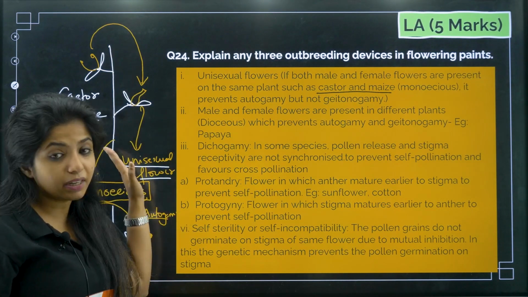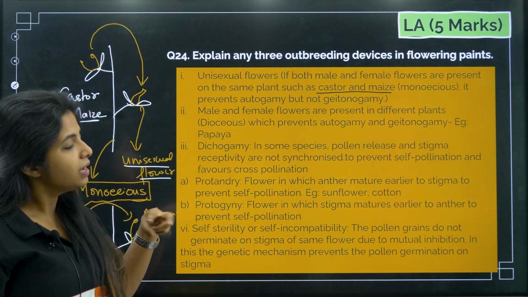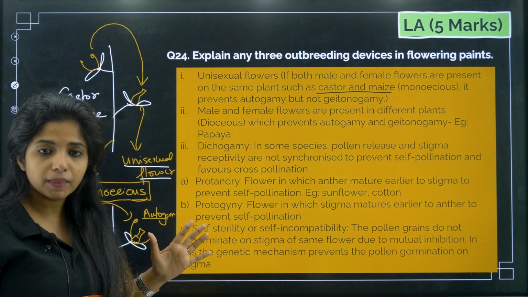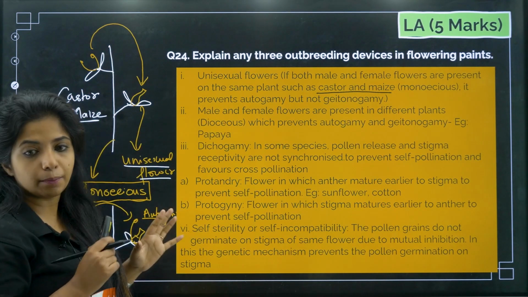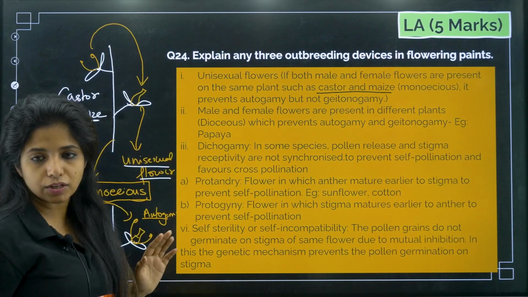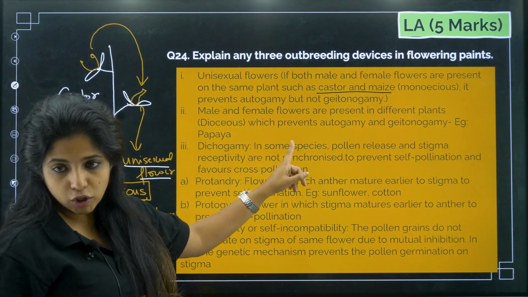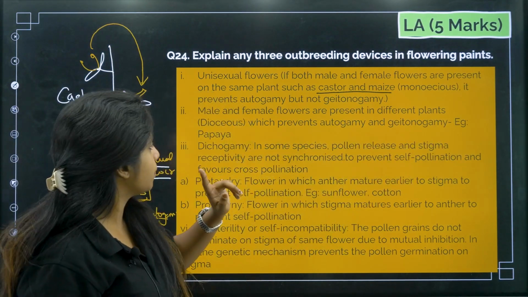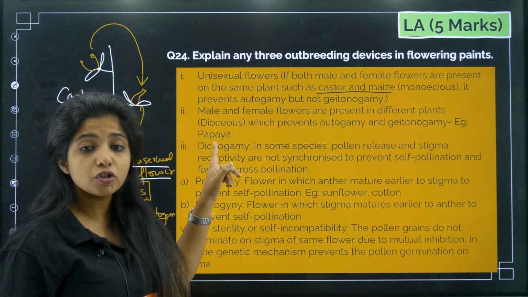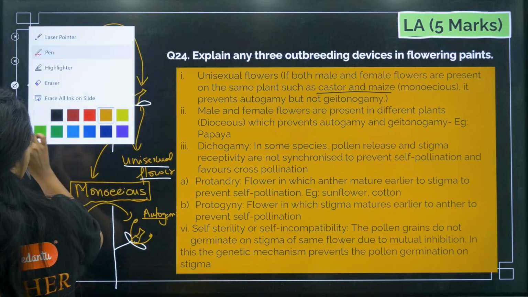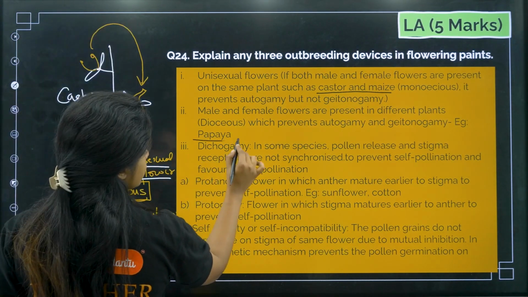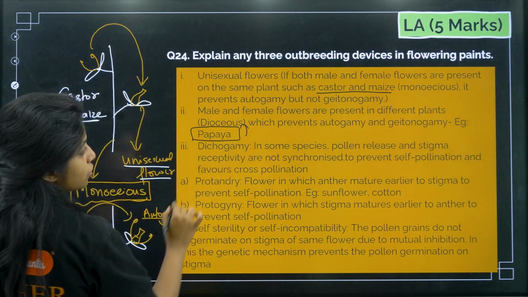The next thing, but geitonogamy is not prevented, you have to remember that. Next thing, the better way is to have the sexes in separate plants. For example, dioecious plants, which prevent autogamy and geitonogamy. But does it prevent xenogamy, children? No, it cannot prevent xenogamy by any chance. So papaya is an example of a dioecious plant.